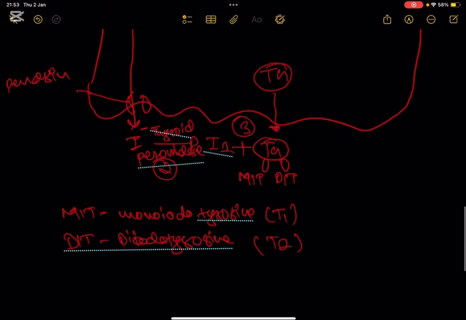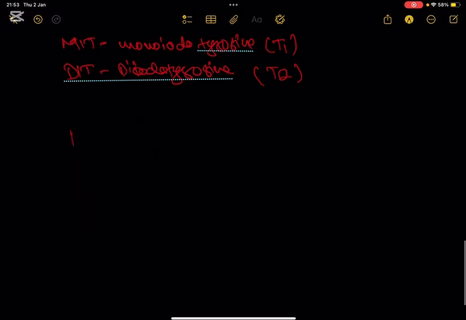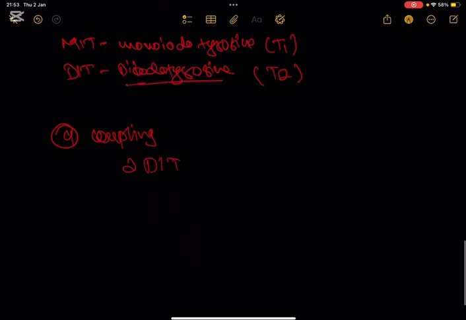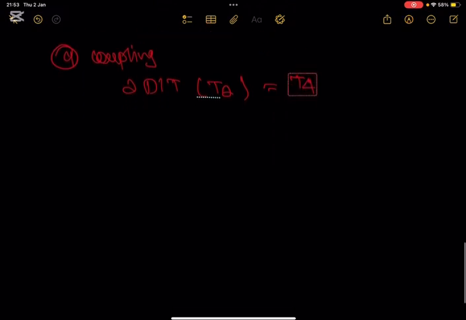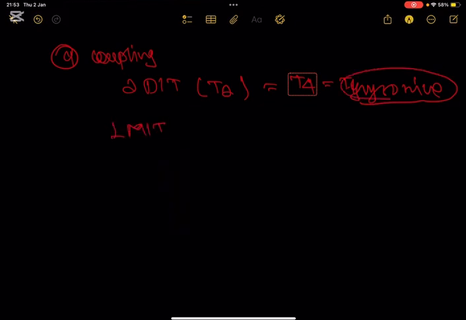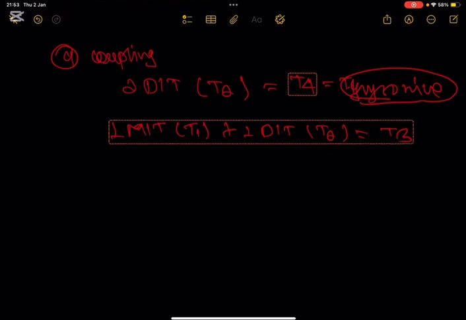Now coming to the next step, it's coupling, right? So next step is coupling. Now 2 DIT, that is diiodotyrosine, or 2 T2, combines to form one T4 molecule. As I have earlier mentioned, T4 is known as thyroxine, which is a thyroid hormone, right? And now one MIT, that is T1, plus one DIT, which is the T2, combines and forms T3, right?